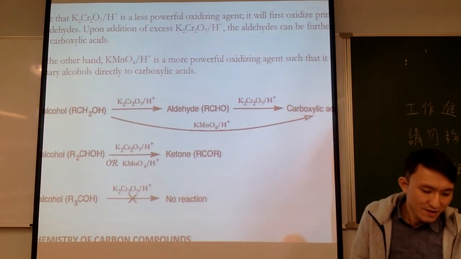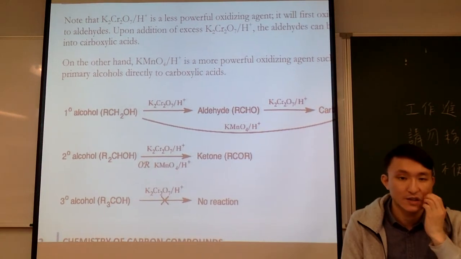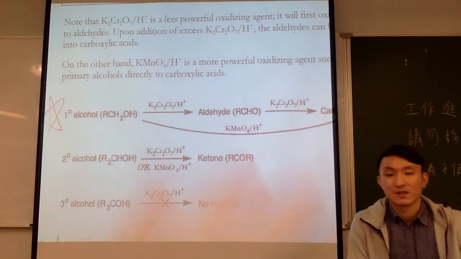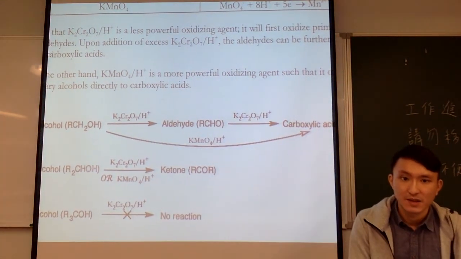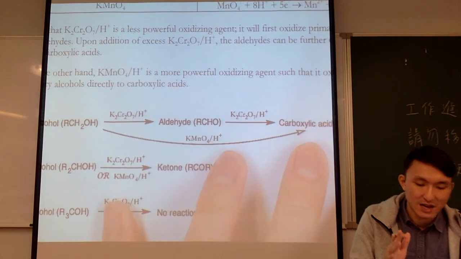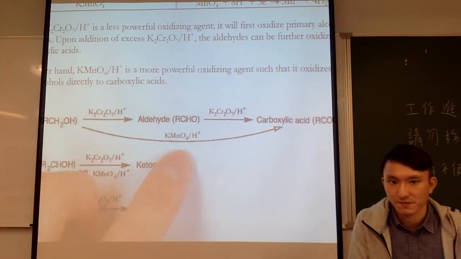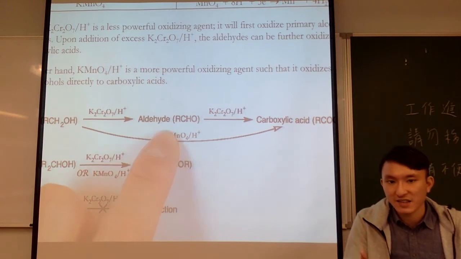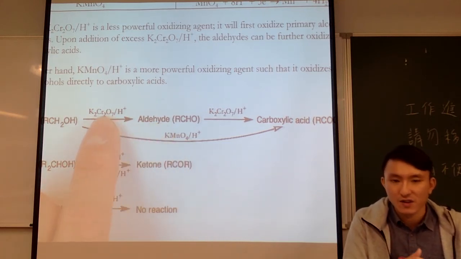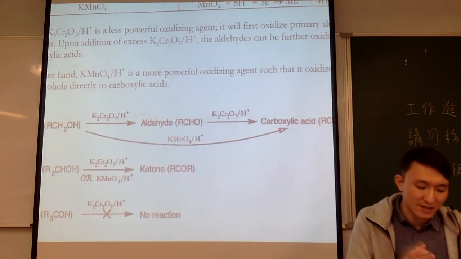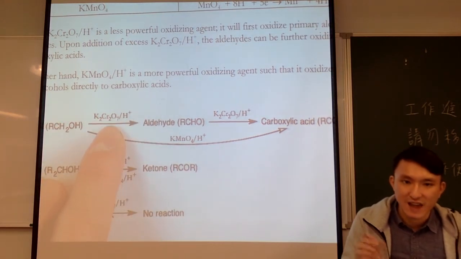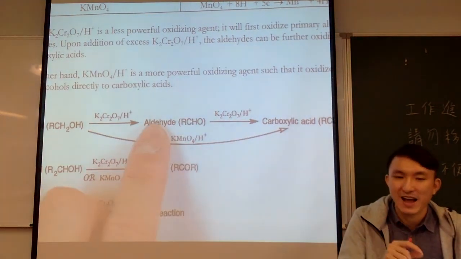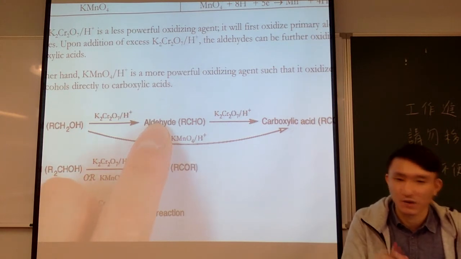Now, here, I want to focus on the first one because usually the question talks about the first one, the primary alcohol. Sometimes we want to form aldehyde, sometimes we want to form carboxylic acid. If your objective is to make carboxylic acid, which oxidizing agent should you use? Of course, you go for potassium permanganate. And if you intend to make aldehyde, then you must go for the dichromate. But not only use the dichromate, you also need to carefully carry out the experiment. Because if you want to make aldehyde, you want to avoid further oxidation. By any means necessary, you want to avoid the aldehyde undergoing further oxidation.